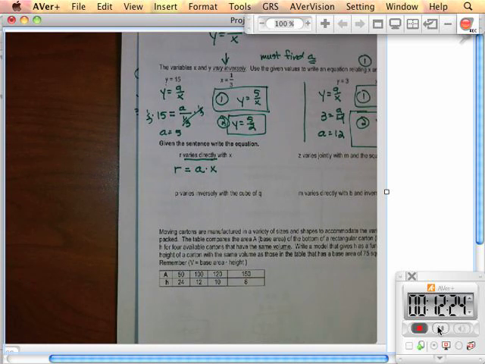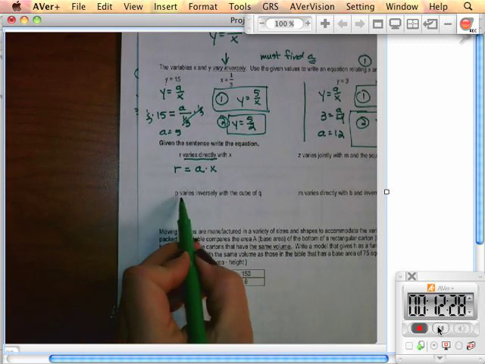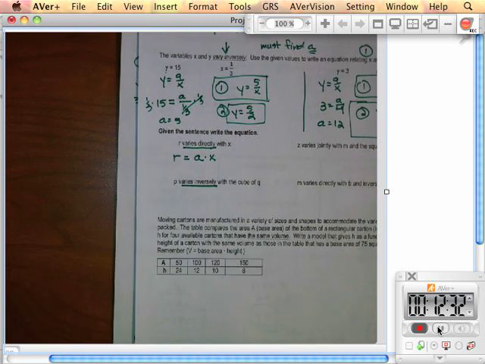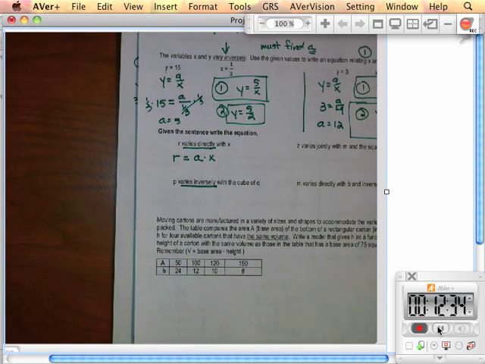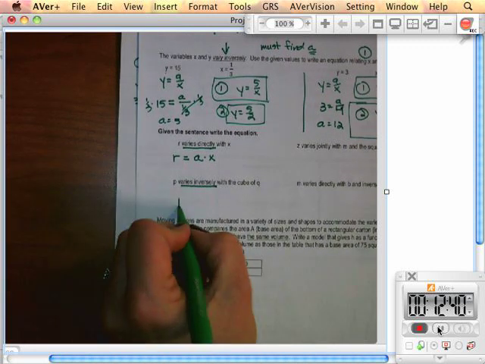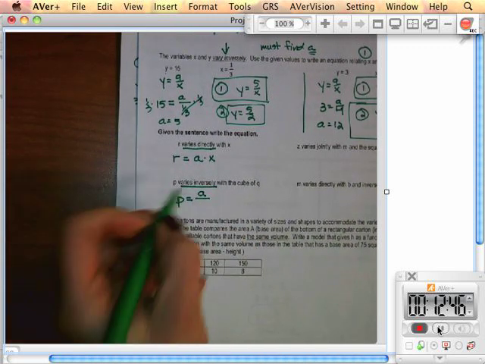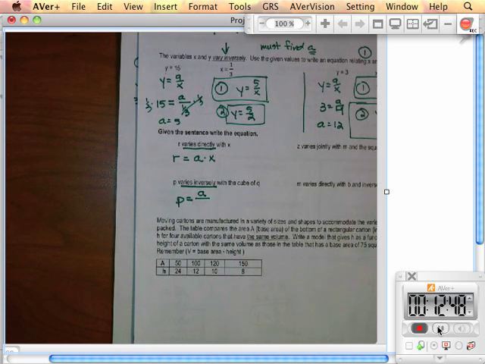Okay? All right. Let's do another one. P varies inversely with the cube of Q. So what depends on what? P depends on Q. So it's going to be P equals, and it's inverse, so it's going to be A over what? Q what? Q cubed.